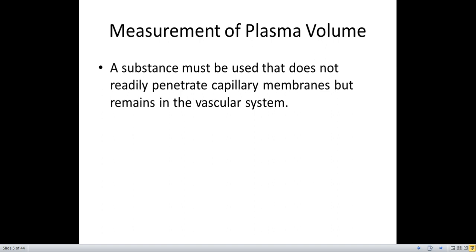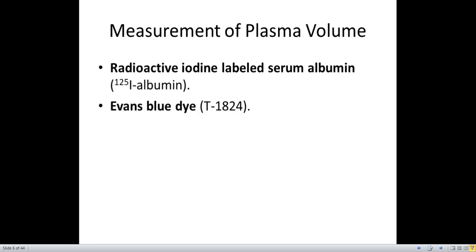Measurement of plasma volume. To measure plasma volume, a substance must be used that does not readily penetrate capillary membranes but remains in the vascular system. Most commonly used substances are radioactive iodine labeled serum albumin and Evans blue dye.